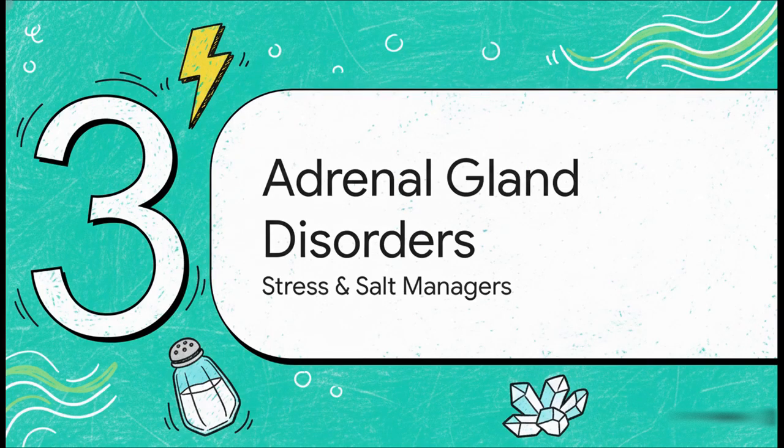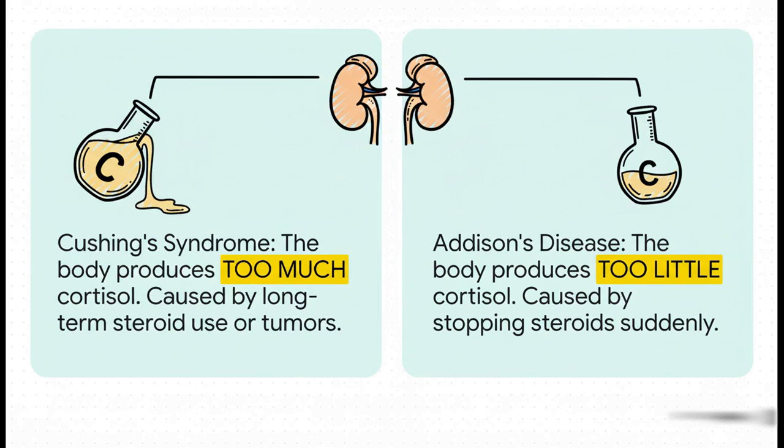Think of these little guys as your body's managers for two big things, stress and salt. And you know what? Just like with the thyroid, it really boils down to two main issues, and they both revolve around a hormone called cortisol. That's your main stress hormone. When you have way too much cortisol, that's called Cushing syndrome. And when you have way too little, that's Addison's disease.